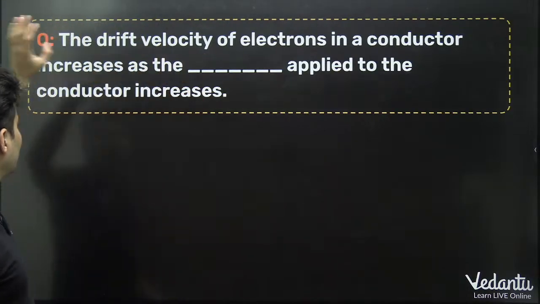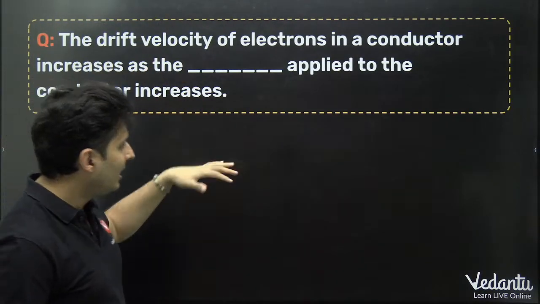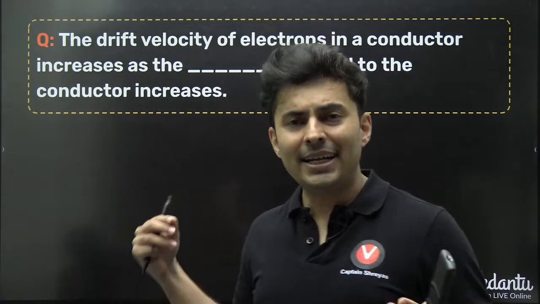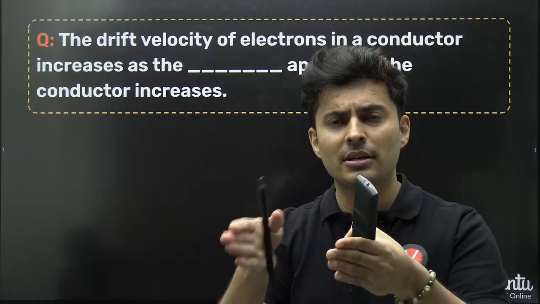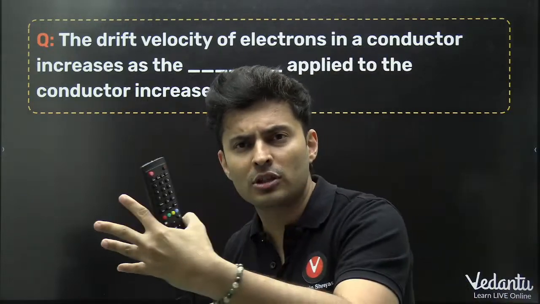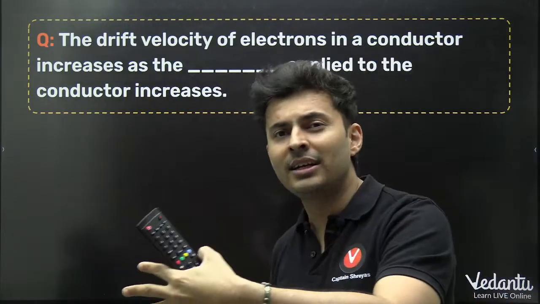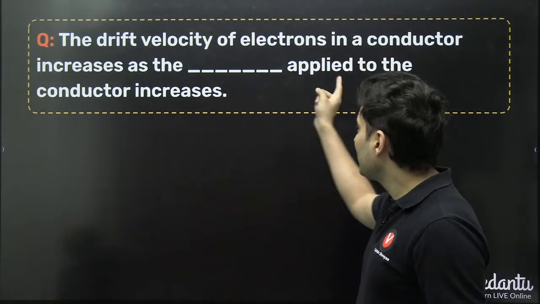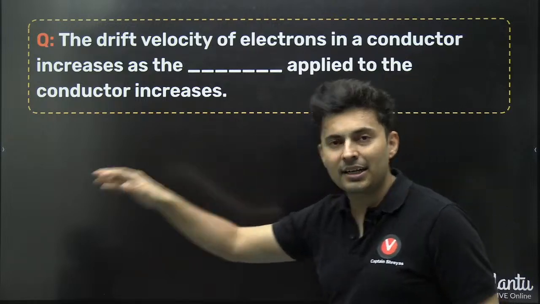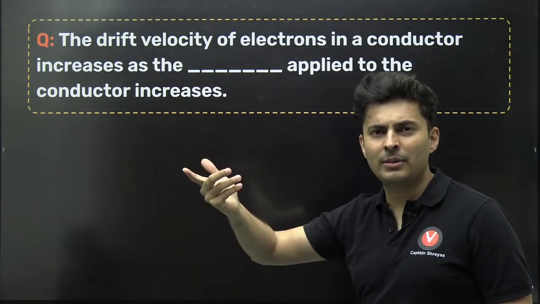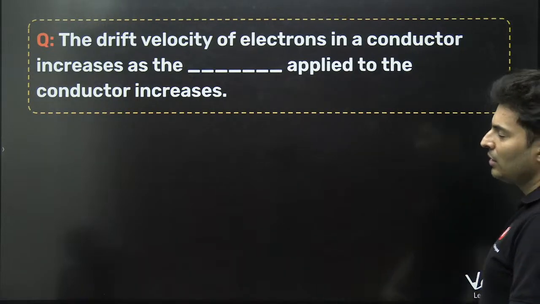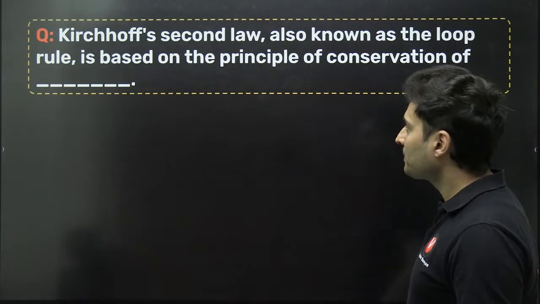Drift velocity increases because dash applied to the conductor increases. Why do the electrons drift faster? Because there is more force on them. That means there is a stronger field, which means there is more voltage. So the electric field is applied, or the other way to fill the blank could be that voltage is applied. Voltage difference is applied. So both can be correct.